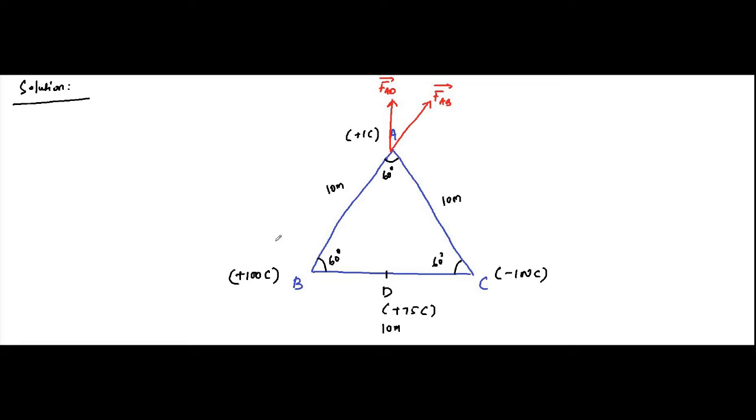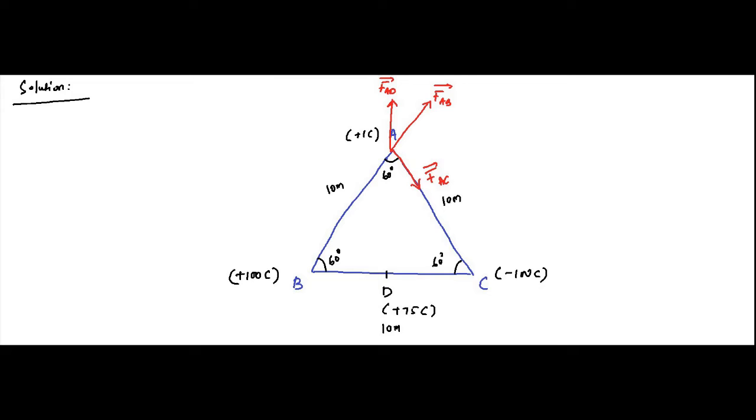Another one will be because of the interaction of charge A, plus 1 coulomb, and charge C, minus 100 coulomb. It is opposite sign, so it will be an attraction type force and it will be like this, FAC vector. Now the best way to solve this will be through resolving all the forces, their components in x and y direction. So we'll do that.